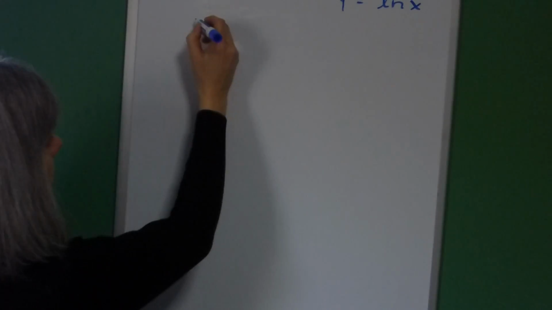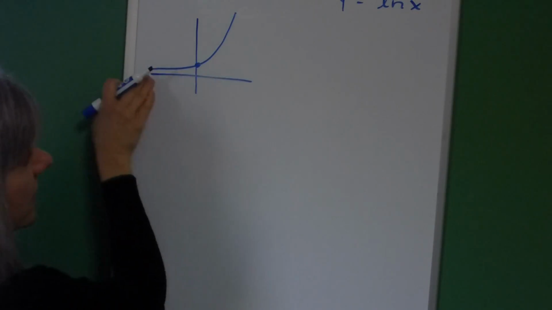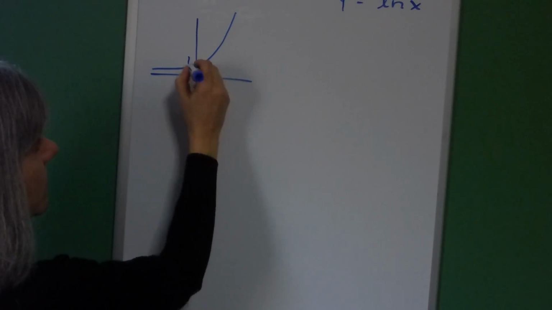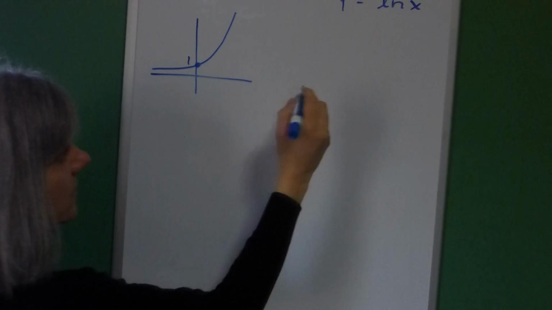So y equals e to the x, remember, looks like this. It starts out with a kind of gradual increasing slope and then starts to go up much more steeply. It goes through the value 1. Note that the slope is always positive, but it is increasing.